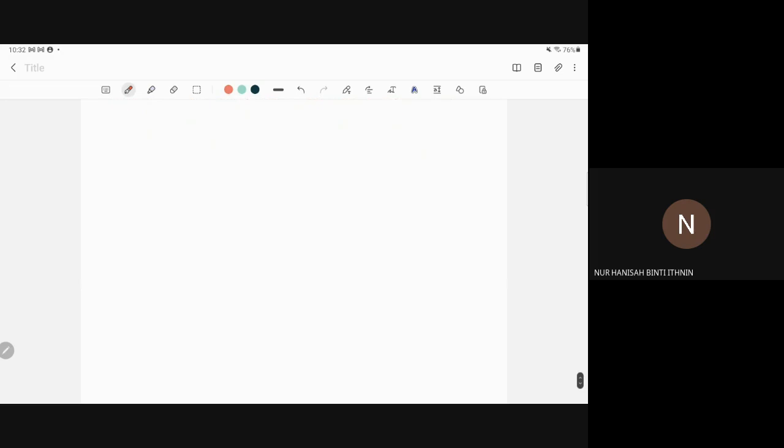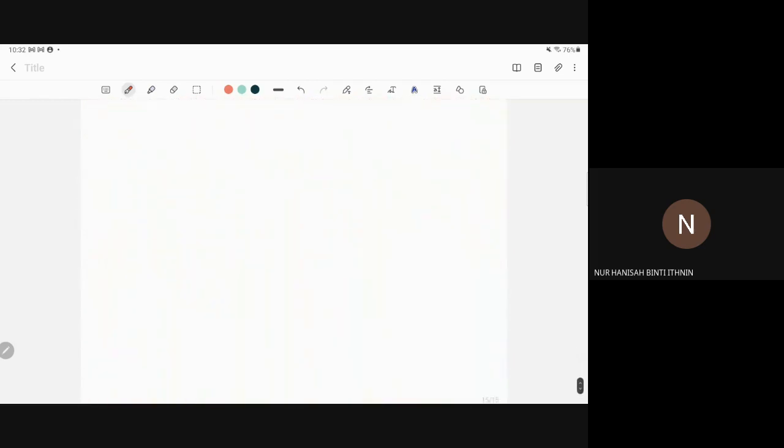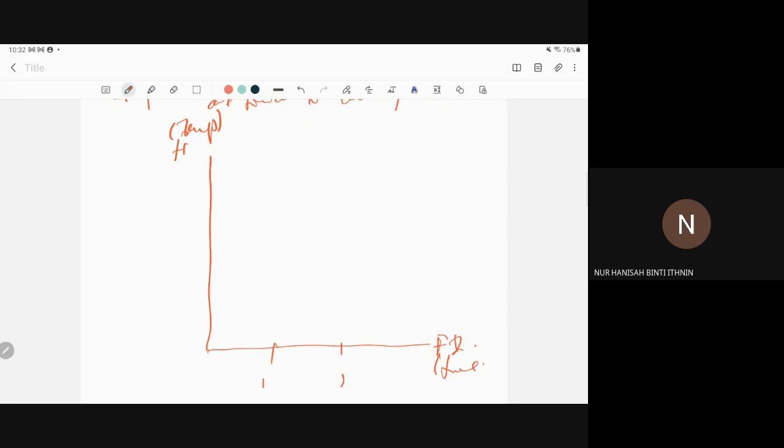Okay, so let's look at this. I'll draw a new one. Let's go back to our example just now. We have factor one, that is the temperature, and this is factor 2, that is the time. So we have 1 and 2 and 3. We have like 70 degrees C, 80, and also 90 degrees C. So these are our experimental points.